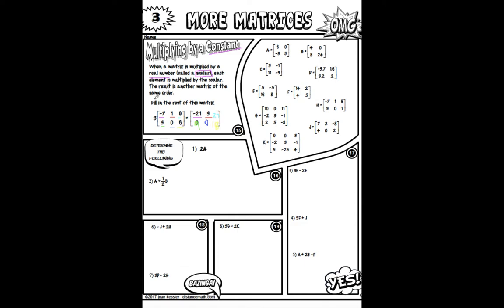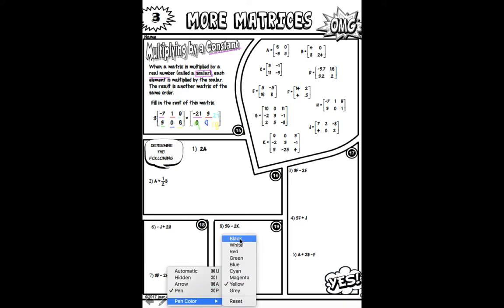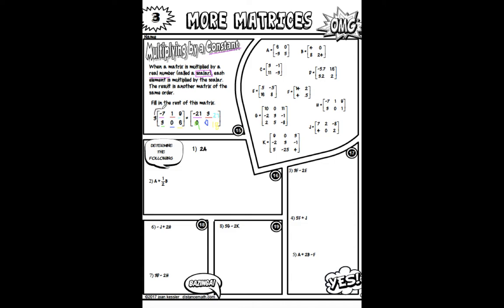3 times 6 would be 18. So basically all you are doing is distributive property. You take what's on the outside and you multiply it by everything on the inside. So 3 times -7 would give me -21. 3 times 1, 3. 3 times 9, 27. 3 times 3, 9. 3 times 0, 0. 3 times 6, 18.